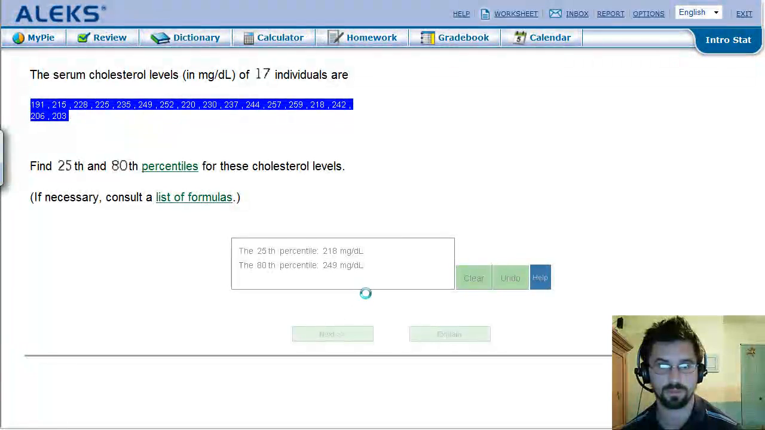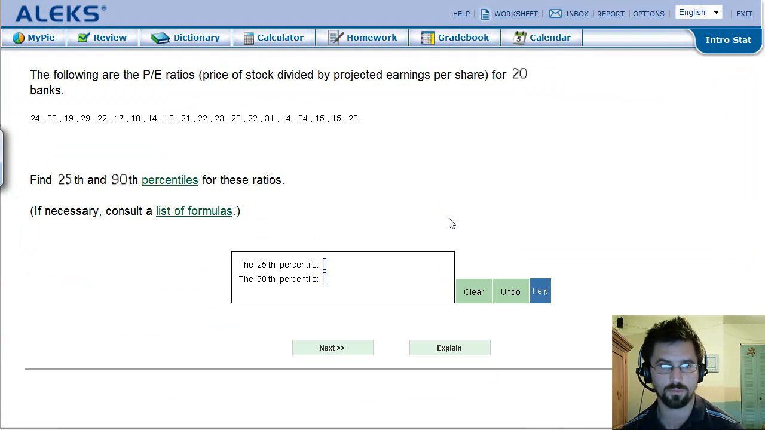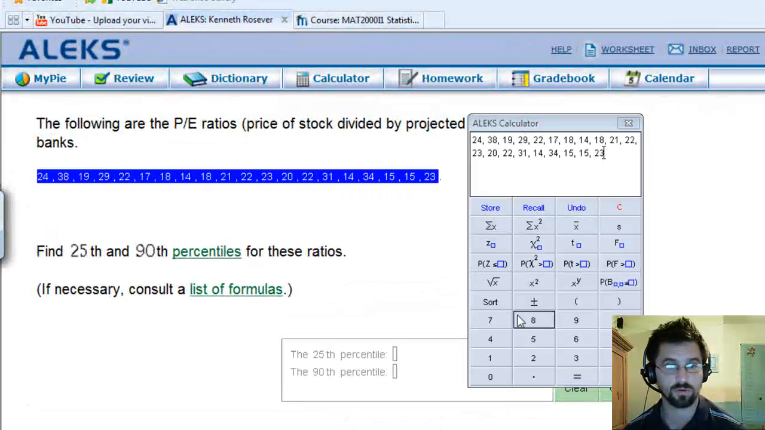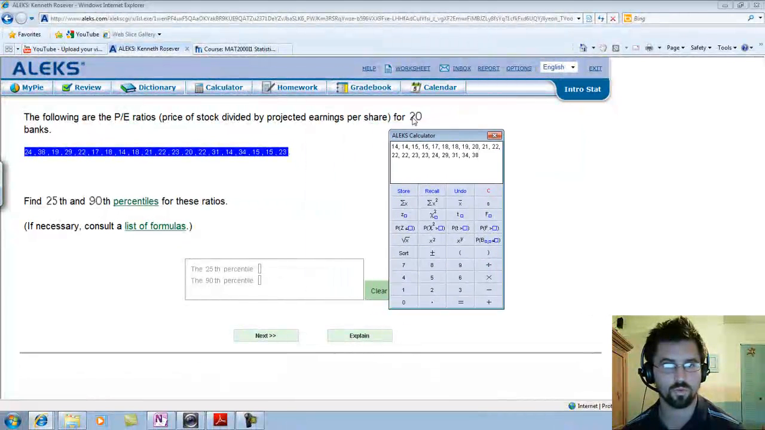Let me hit next. And it says, very good. You seem to have mastered it. We're going to do more practice, though, and do it one more time. So the steps we go through are sort the list, and then do the calculation. There are 20 individuals in the list. We're looking for the 25th and 90th percentiles.